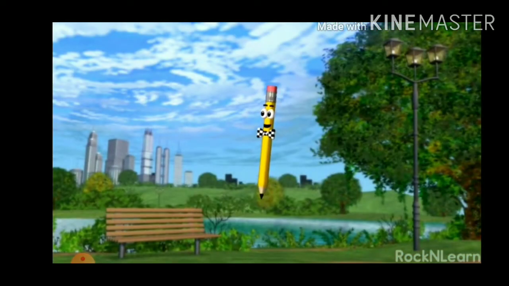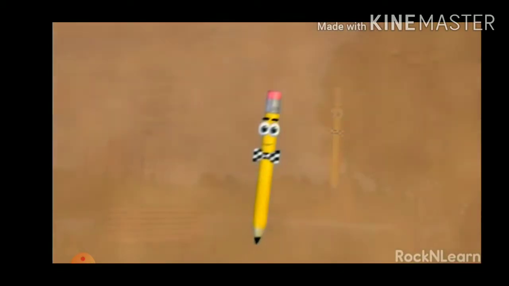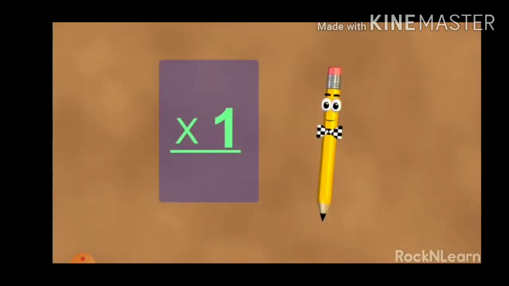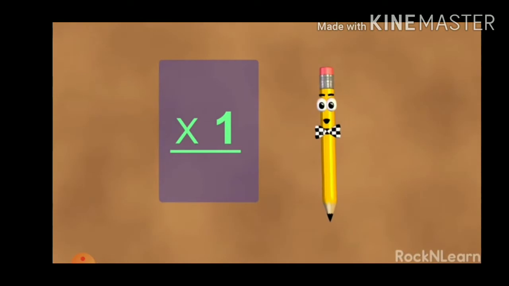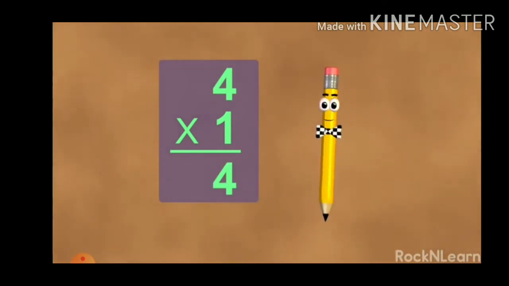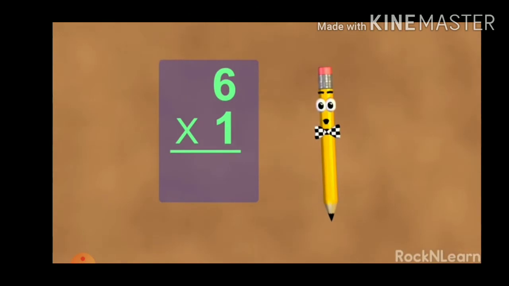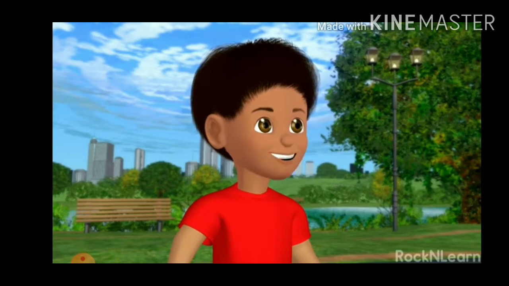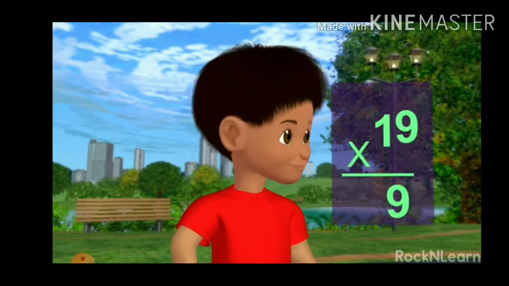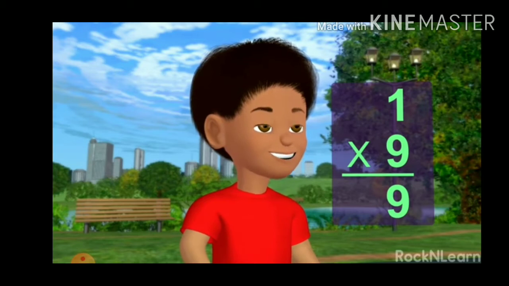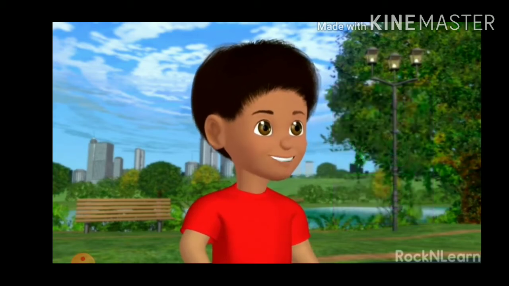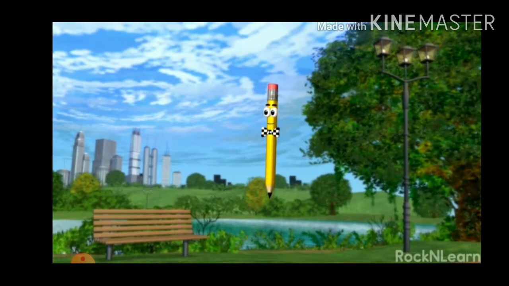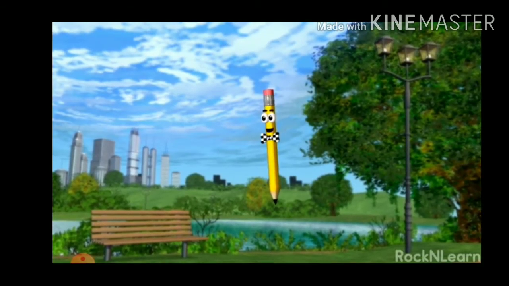Let me show you some other neat tricks with multiplication. When you multiply a number by 1, the answer is always that same number. 4 times 1 equals 4. 6 times 1 equals 6. 8 times 1 equals 8. 50 times 1 equals, you guessed it, 50. That's easy to understand. And since you can switch the places of the factors, I'll bet you can multiply 1 times any number, and your answer will always be that number. That's right, you're bright.